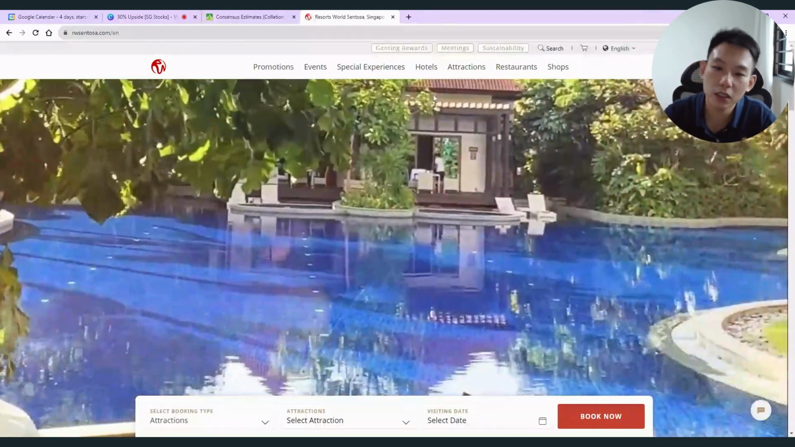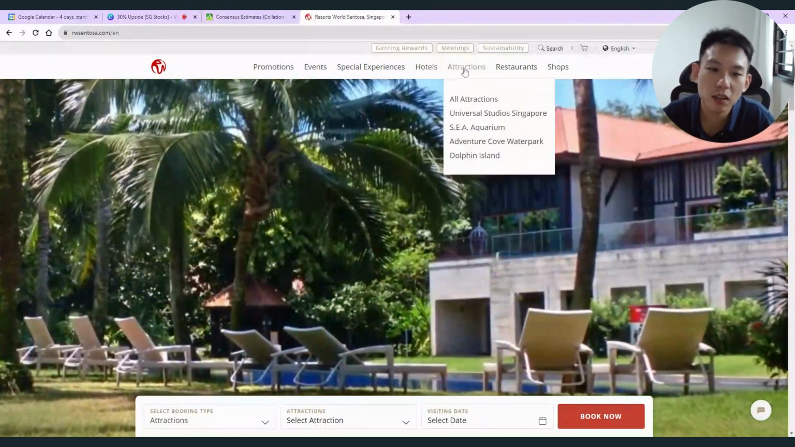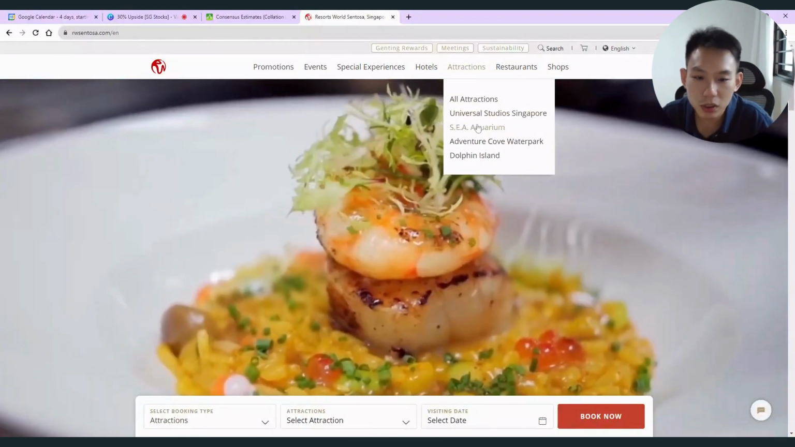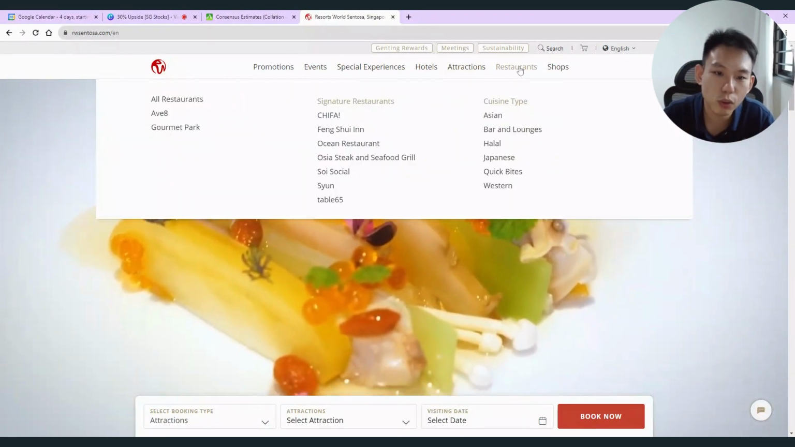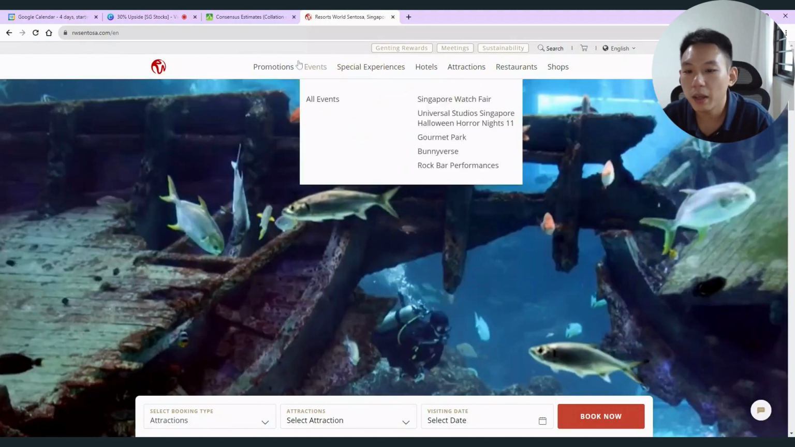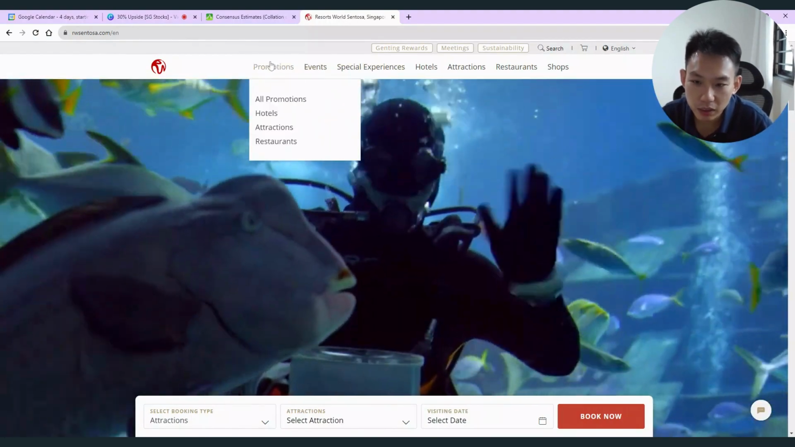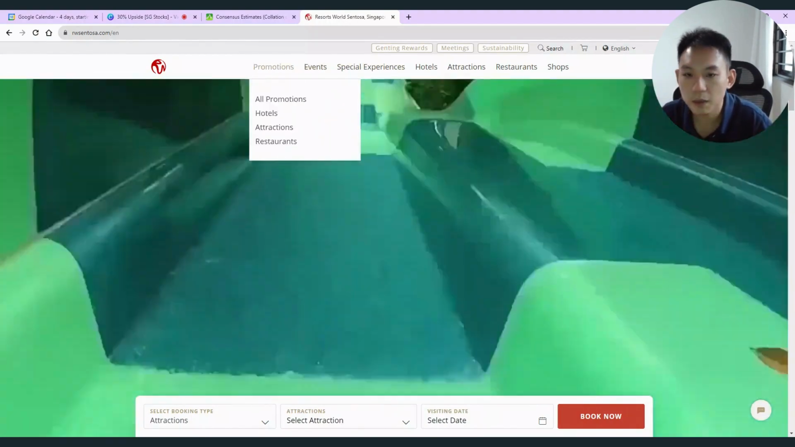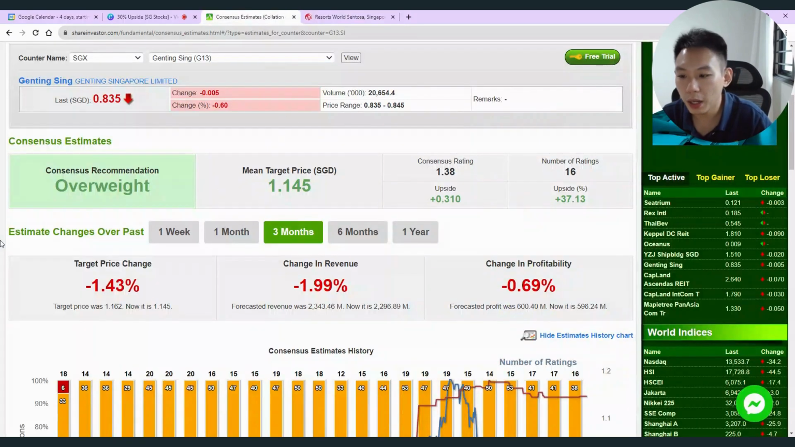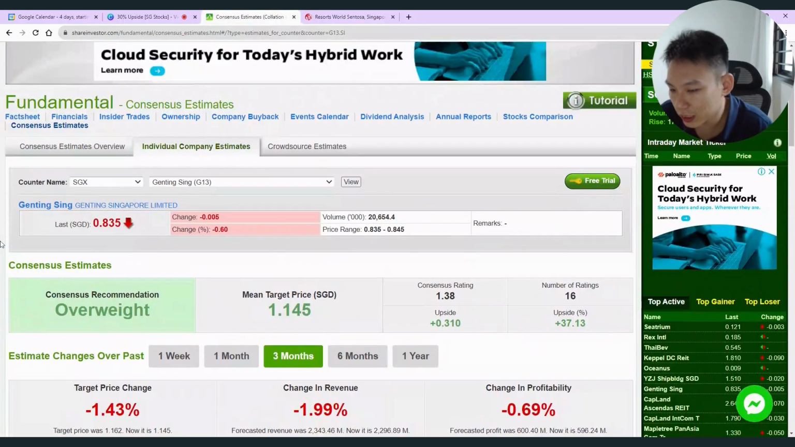But of course, it's not just one resort lah. You have hotels, you have Universal Studios, Sea Aquarium, Adventure Cove, the food, and a lot more, even the events and promotions. So I believe a lot of us already know what Genting Singapore is about.